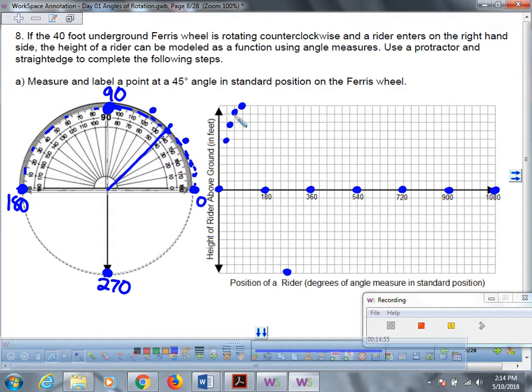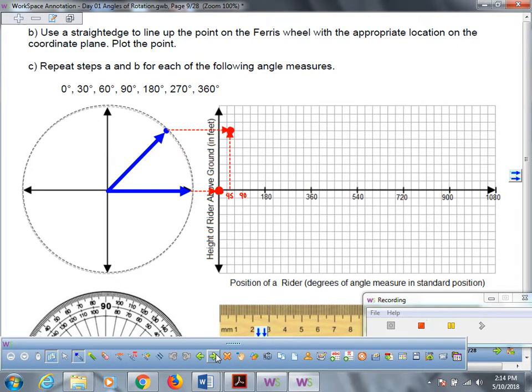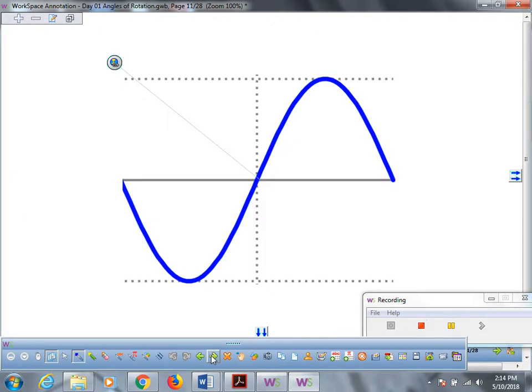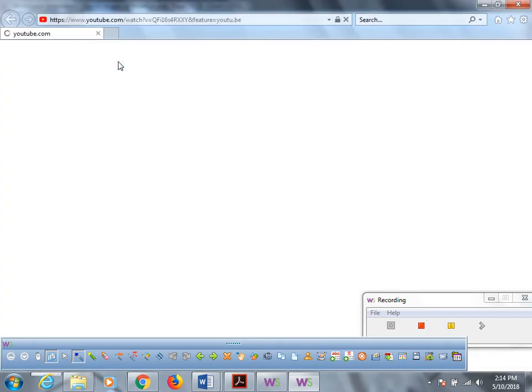All right, I want to show you what this looks like if we were to do this in slow motion. So if I were to do this, you see how it lines up? That's a 45. There's 30, 45, 60, 90. See how they're lining up like that? See how it's making that arc? So check this out. You guys are going to love this.